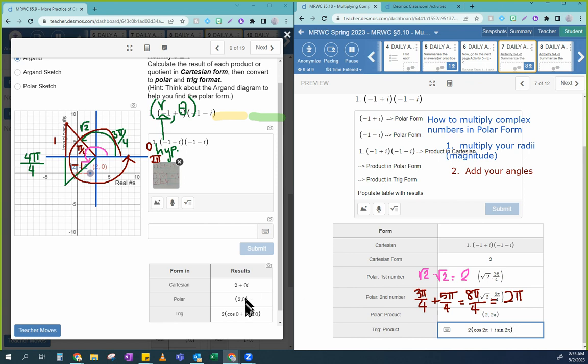Some of you are still bothered by the fact that this says 0 and it's right, and this says 2 pi and it's right. It's really because 0 and 2 pi are the same thing. It's like a $20 bill and 2 $10 bills. They have the same value. It just looks different.